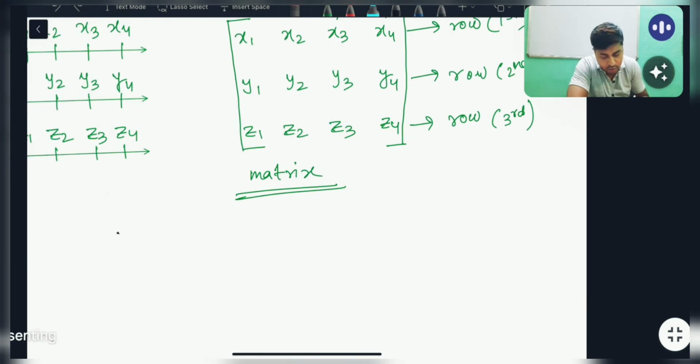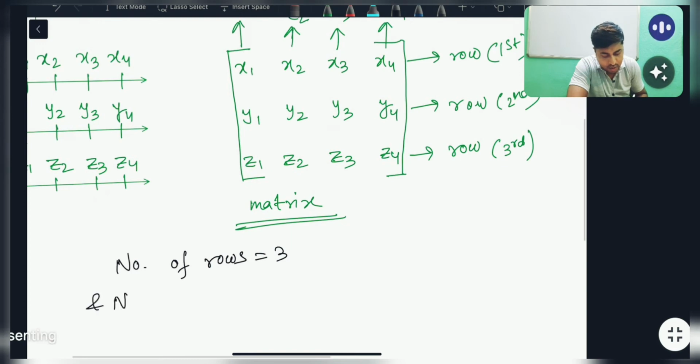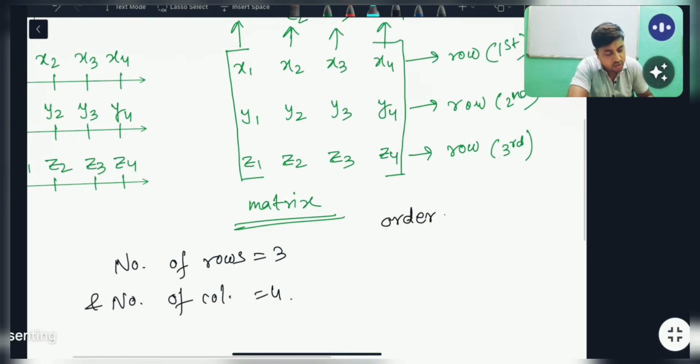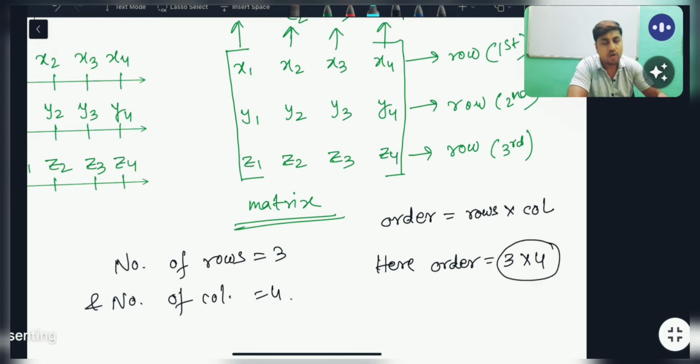So number of rows here is equal to 3, and number of columns is equal to 4. Then the order of the matrix is equal to, always the format of the order is number of rows into number of columns. Okay, number of rows into number of columns. So here the order of the matrix is equal to number of rows, which means 3 rows are there, and how many columns are there? Only 4 columns. So 3 into 4, that is called the order of the matrix.